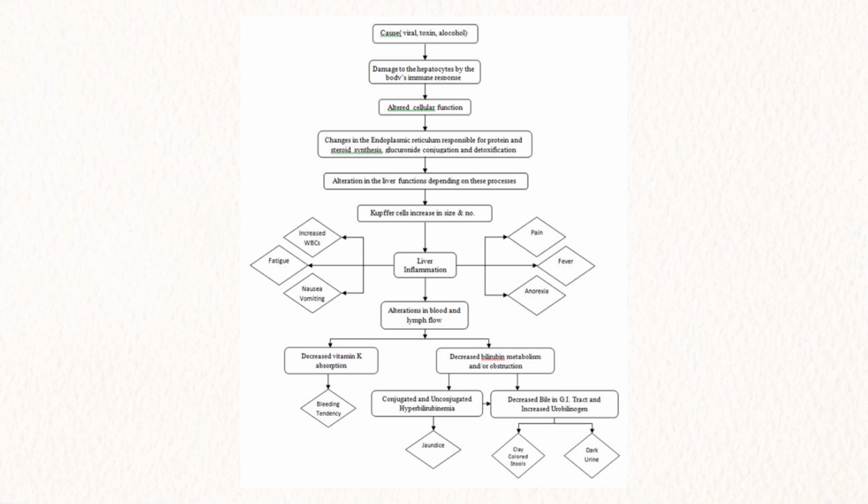You get that conjugated, unconjugated hyperbilirubinemia, which causes the jaundice, or that decreased bile in the GI tract and increased urobilinogen, and you get those clay-colored stools and that dark urine.